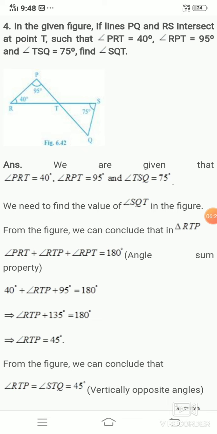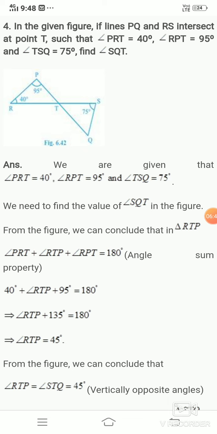That is angle P or T plus RTP plus RPT equal to 180 degrees, angle sum property. Now substitute 40 degrees and 95 degrees. So the unknown value is angle RTP. So RTP plus 135 equal to 180 degrees. So angle RTP equals 180 minus 135 degrees. So that is 45 degrees.